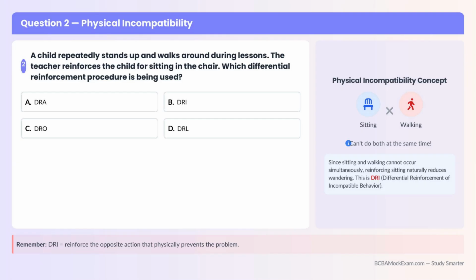In this scenario, the child keeps standing up and walking around during lessons. The teacher decides to reinforce the child for sitting in the chair. Visualize this. At any single moment, the student is either in the chair or up walking. They literally cannot do both at once. That's the clue the exam is giving you. We are not focusing on the function here. We don't know whether the wandering is for escape, attention, or automatic reinforcement. Instead, we are picking a behavior that makes the problem impossible. When the reinforced behavior physically blocks the target behavior, you're in DRI territory.